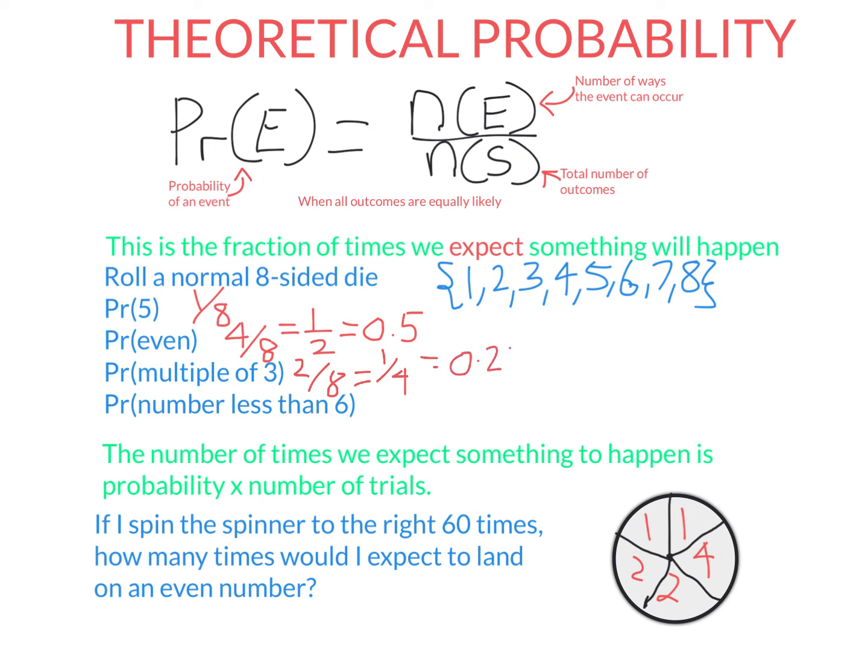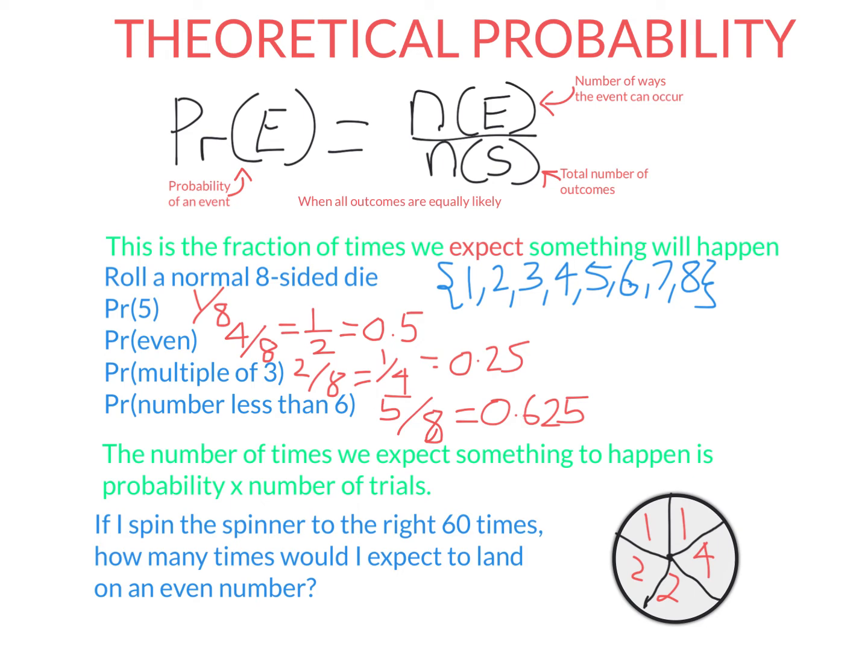All right, the last one says the probability that the number I roll is less than 6. So how many ways can that occur? Well, 1 is less than 6, so is 2, 3, 4, and 5. 6, however, is not less than 6, so we don't include that. There are 1, 2, 3, 4, 5 ways that I can roll a number less than 6 out of 8 in total. So again, you can write probabilities as a fraction or a decimal.